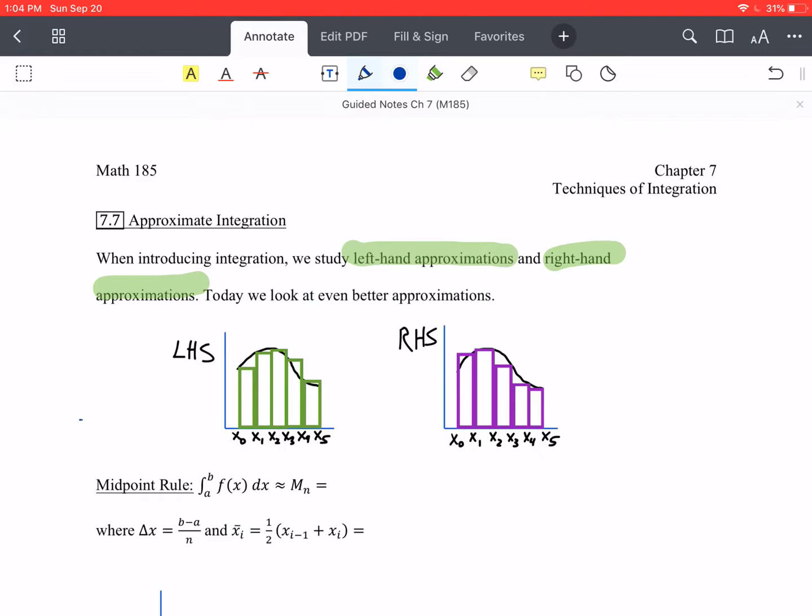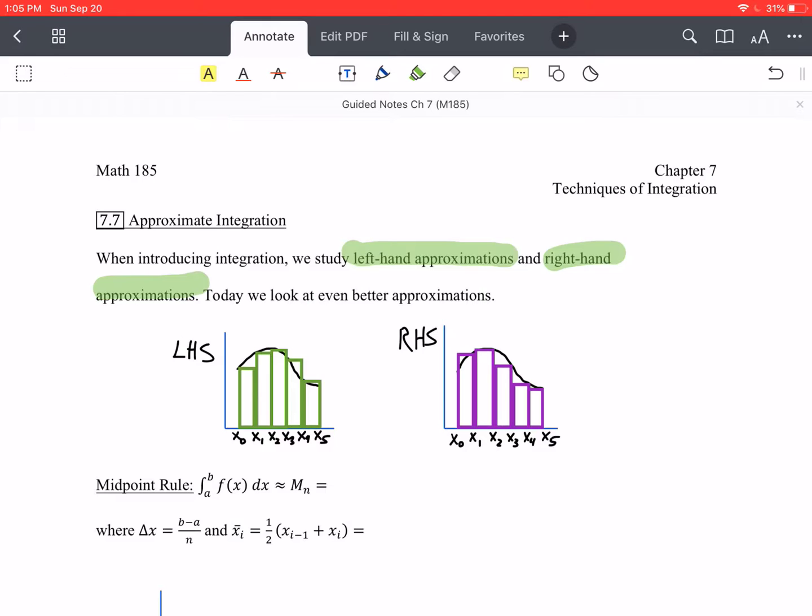So we see in the graphs right here on the left-hand side approximation, you create those rectangles that approximate area, and the more rectangles we have, the better approximation we get for that area. And then we can do the same thing on the right-hand side, and we would get a different value for the area, and then depending on the concavity of the graph, we might get an underestimate or an overestimate of the actual area.